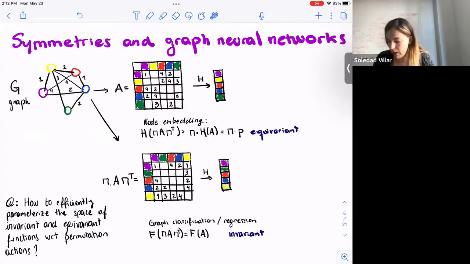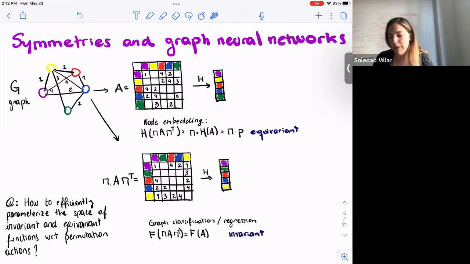So basically, what we want is, for instance, if we're in a context of a graph classification problem, we want that the function applied to πAπ^T is equal to the function applied to A. For instance, say the length of the shortest path that visits every node. That is independent of the representation of the graph as an adjacency matrix.